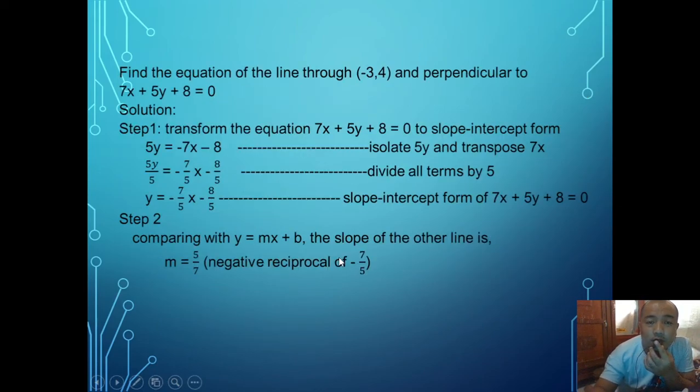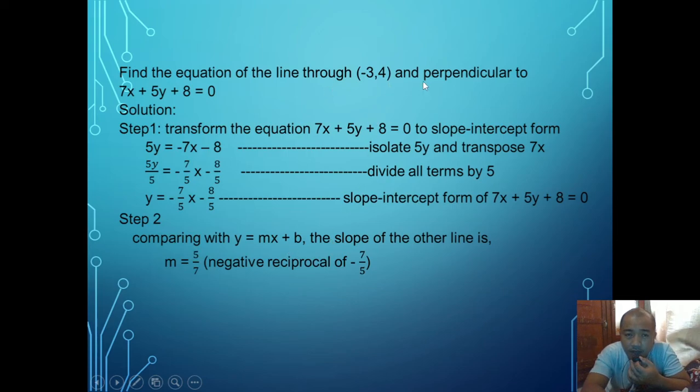Another, find the equation of the line through negative 3, 4 perpendicular to 7x plus 5y plus 8 equals 0. Again, I think we have the same equation as in the previous one, 7x plus 5y plus 8 equals 0. So, transform this to slope-intercept form. We have y equals negative 7/5 x minus 8/5. And so, from here, the slope is negative 7/5.